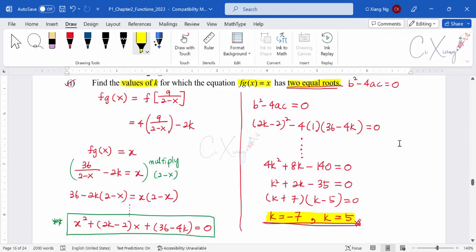Alright, we'll stop here for this video. So next video, we are going to discuss more examples on composite function.